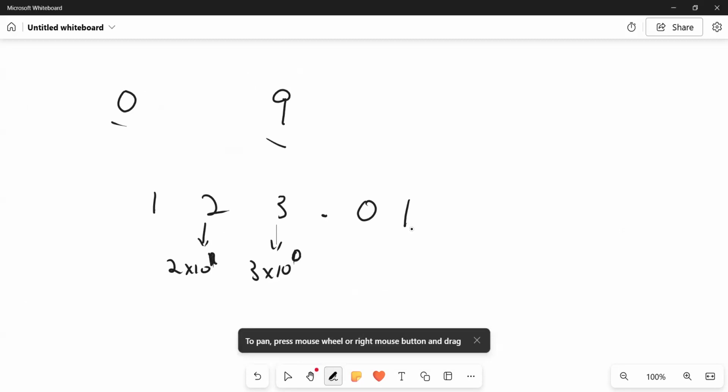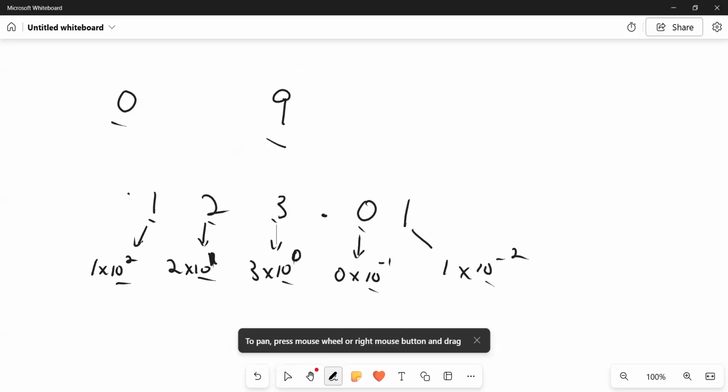This one here means 1 times 10 to the 2nd power, right? After the decimal point, this one is 0 times 10 to the negative 1 power. This one is 1 times 10 to the negative 2 power. So what you're seeing here is that every digit has a place value that is a power of 10, right? It's a power of 10.